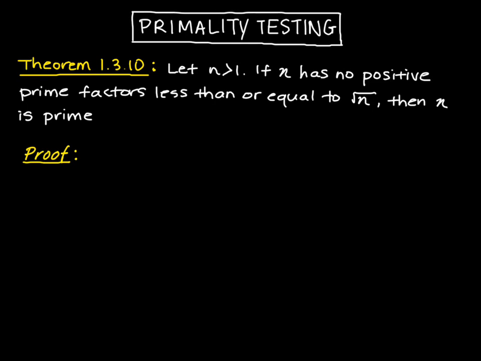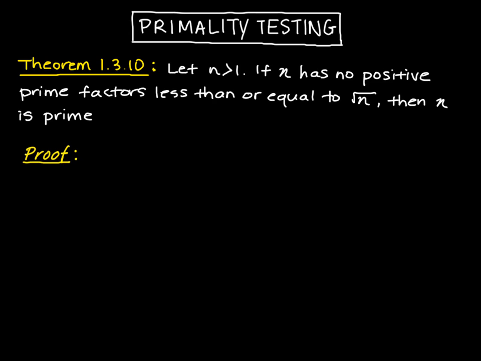At the end of section 1.3, we briefly discussed primality testing, or namely testing to see if a given number is prime. We do that by using Theorem 10 in section 1.3 of the text. It states that if we have an integer n strictly greater than 1, and n has no positive prime factors less than or equal to the square root of itself, then n is prime. This gives us a useful way to check by hand whether a number that's relatively small is prime.